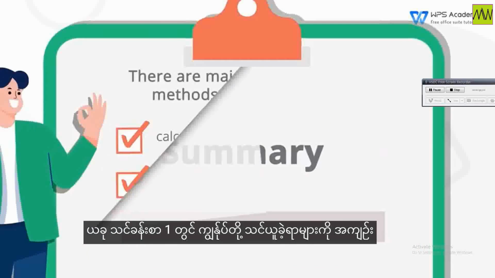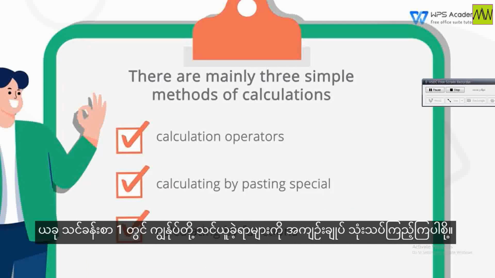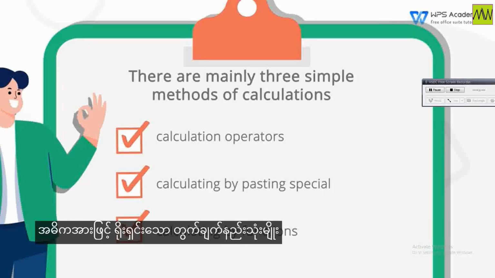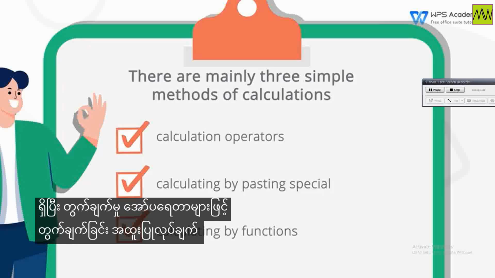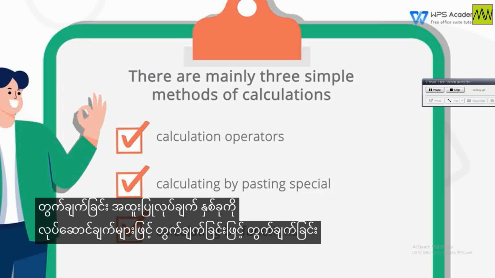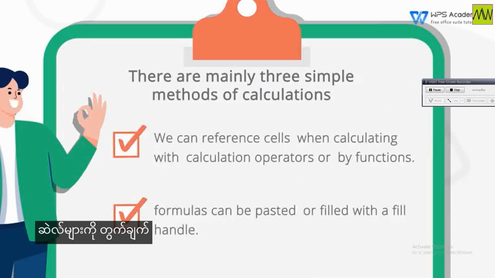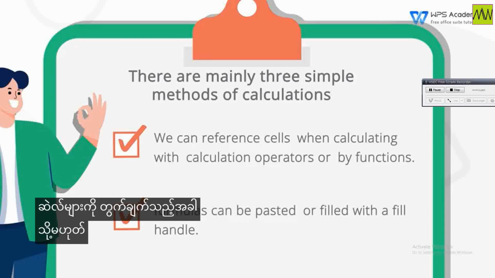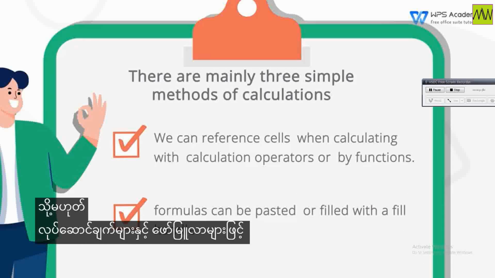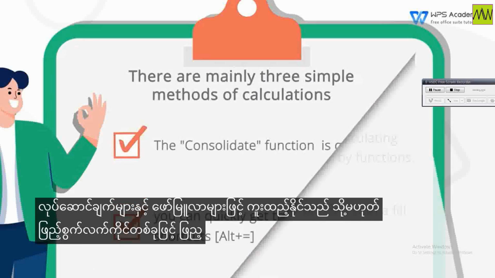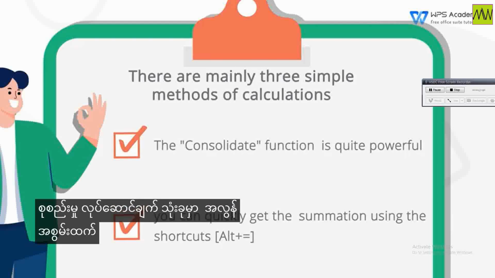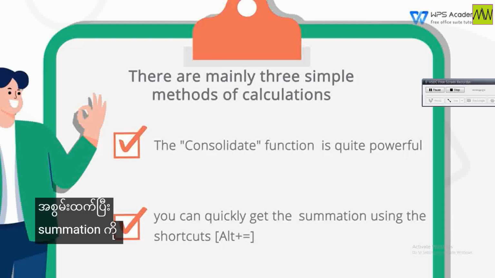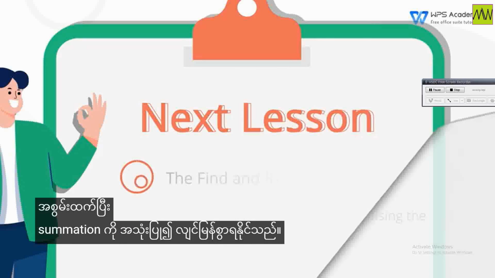Now let's summarize and review what we have learned in this lesson. 1. There are many simple methods of calculation, namely calculating with calculation operators, calculating by pasting special, and calculating by functions. 2. We can reference cells when calculating with calculation operators or by functions, and formulas can be pasted or filled with a fill handle. 3. The consolidate function is quite powerful, and you can quickly get the summation using the shortcut Alt equals.